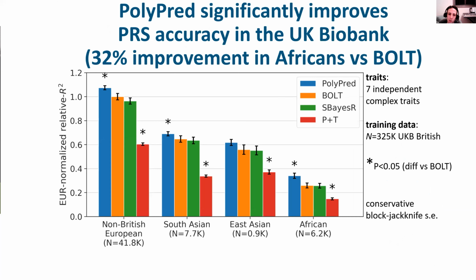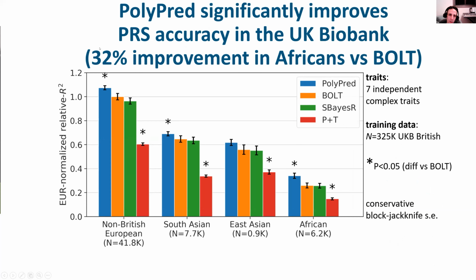All right, let's jump straight into them. So here are our main results. And the main result is that when we use our method, PolyPred, we get a significant improvement in PRS accuracy in the UK Biobank.